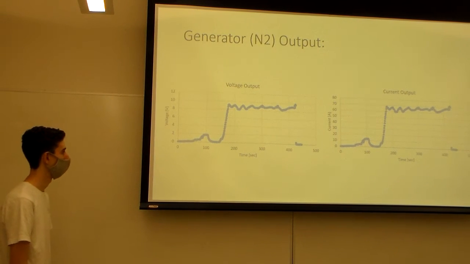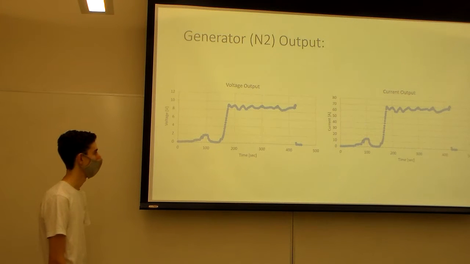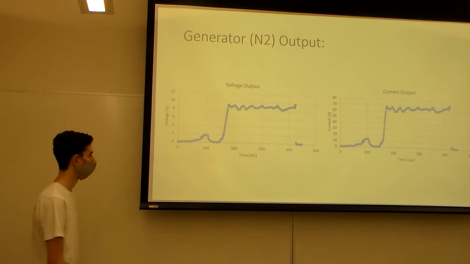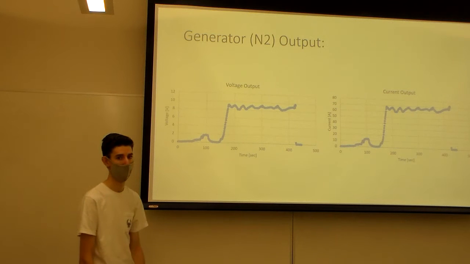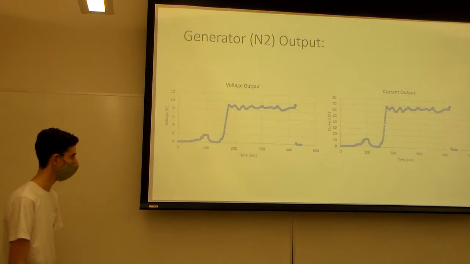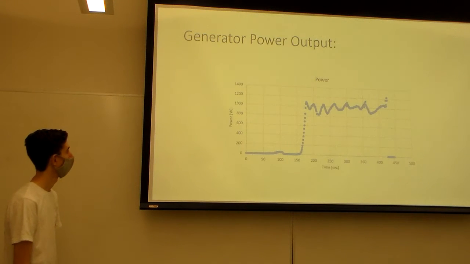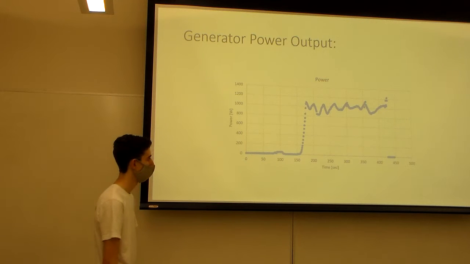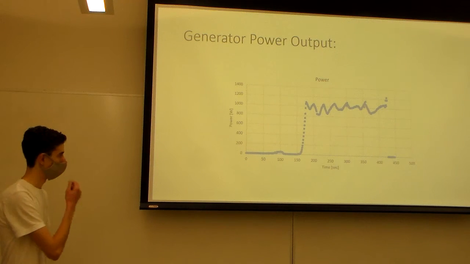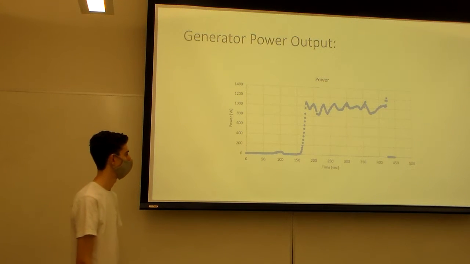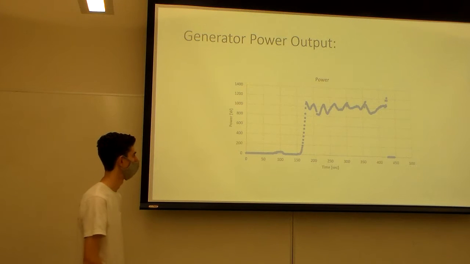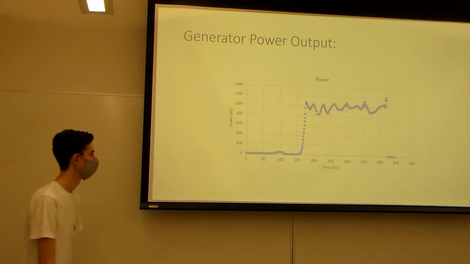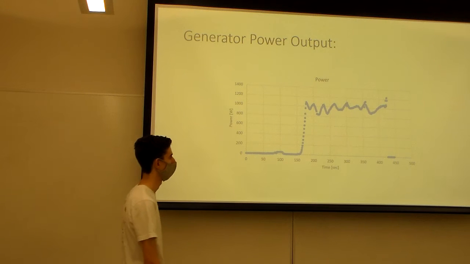All right, these are the outputs, the voltage and the current outputs of the generator. They have the same trend that the RPMs did. The power output is along the same lines, with different values but the same behavior and curve as the voltage and the current. I think our max was around 12,000, which we got to at the end.